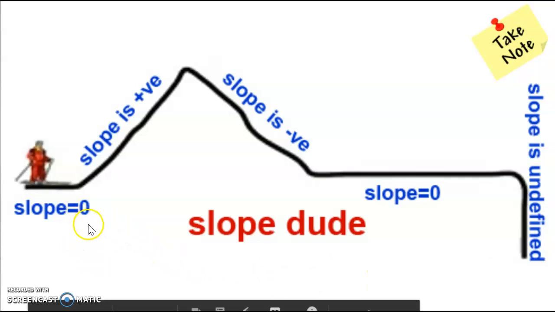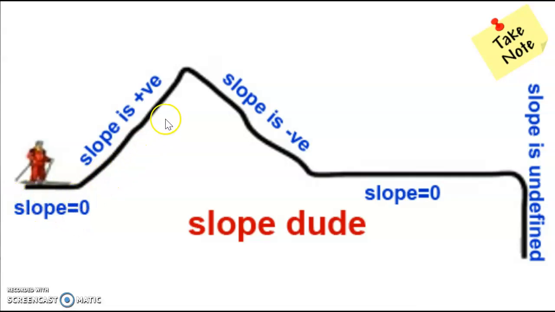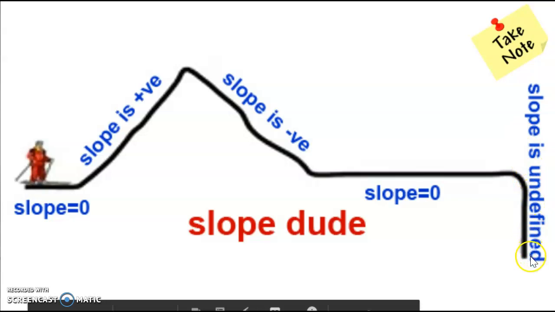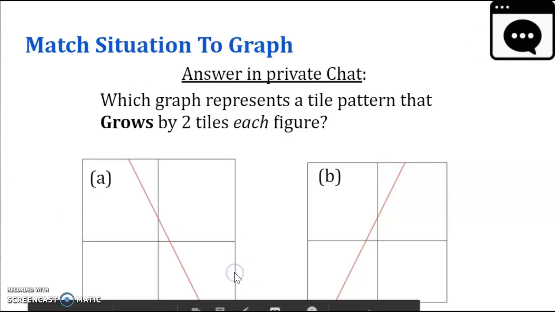Okay, this is from the recording. So when slope is 0, it's flat. When slope is positive, it's positive. When slope is negative, this is where he is saying negative. And slope is 0, this is where he's saying zero. And this is where the slope dude is saying undefined. I know the video is very corny, but hopefully, because it is so corny, it's going to help you to remember. Okay, then we went on to talking about different graphs and the situation.